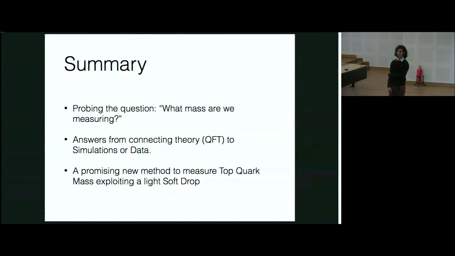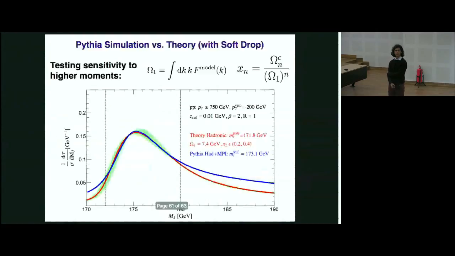Let me think about that. So there will be non-global logs. At least for no soft drop, there will be non-global logs, but you won't see them until two loops. That was a conclusion that came out of a study by my collaborators, looking at a very similar observable, n-jettiness, on Higgs plus one jet, and they showed that the non-global logs don't show up until two loops. We don't have order alpha_s corrections yet, so in this study you're not going to expect them.